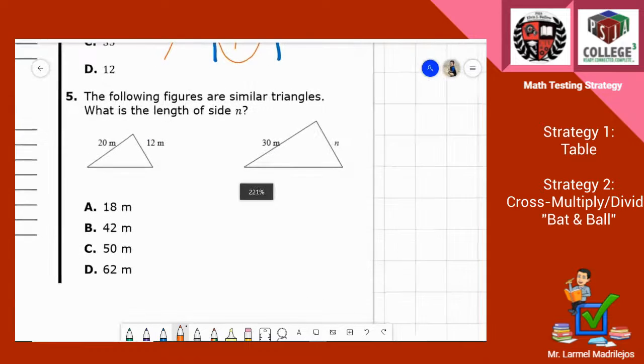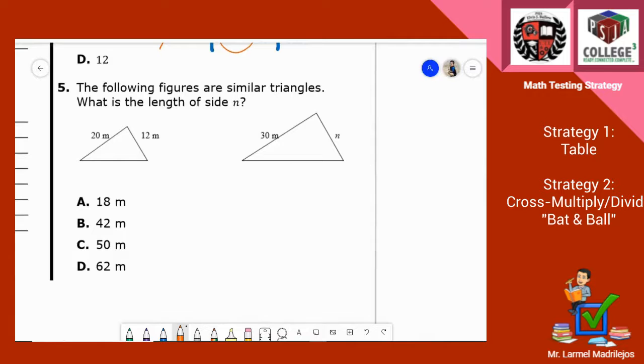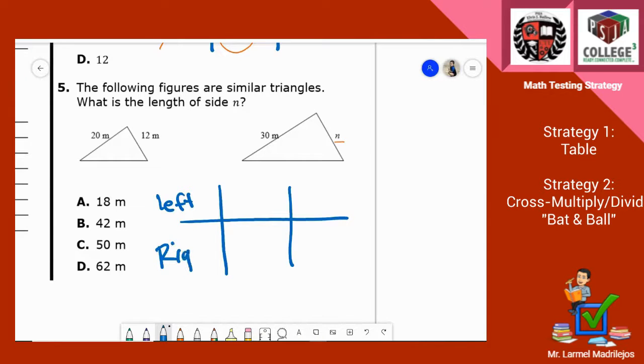Last question. The following figures are similar triangles. What is the length of the n? So we can do this. We start with left to right. Let's draw the table again. So I'm going to put on my left and then right. Why I need to do this? Because whichever you started, you need to start on the same on the right side. I'm going to start with this.